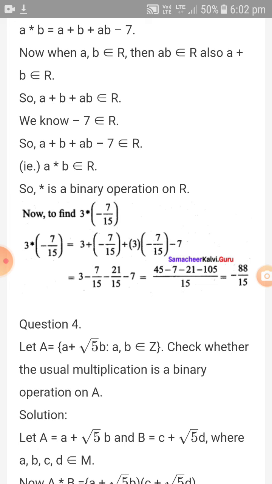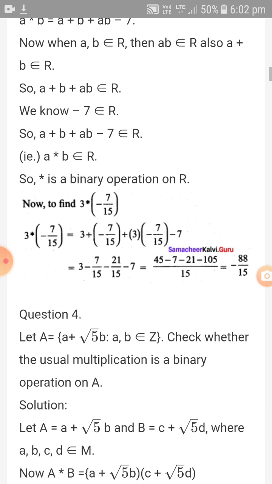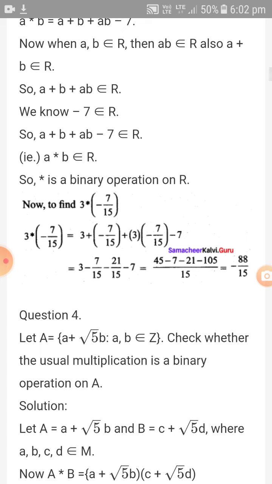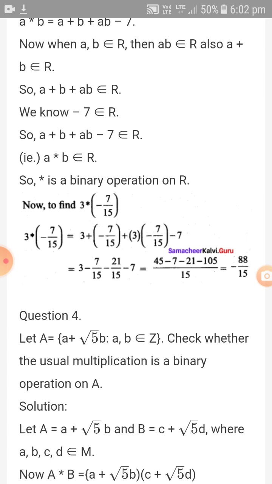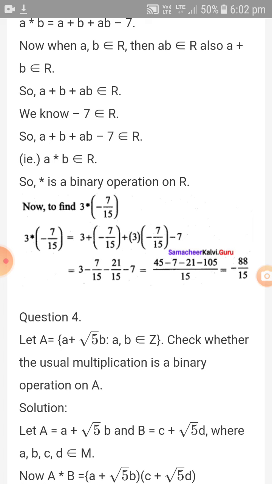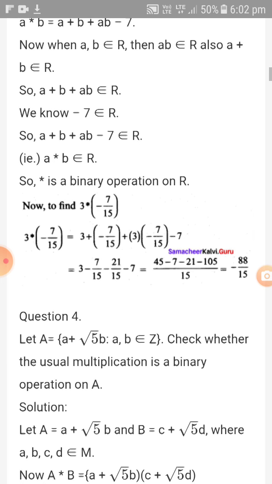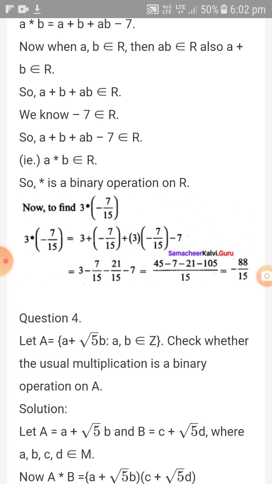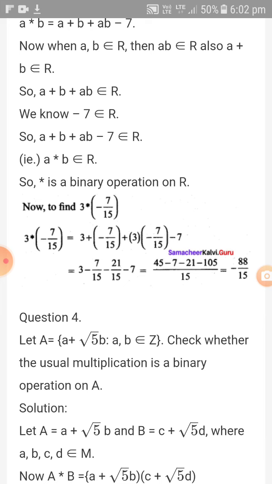Now we use the numbers: 3 star minus 7 by 15. Using that formula, 3 plus minus 7 by 15 plus 3 into minus 7 by 15 minus 7. Taking the LCM, we find the answer 88 by 5. By using the formula a plus b plus ab minus 7, we substitute the values and find the answer.